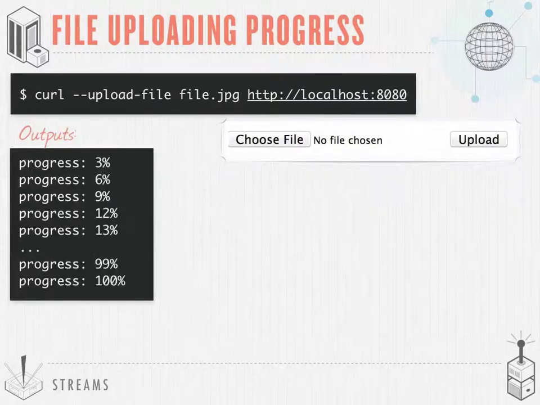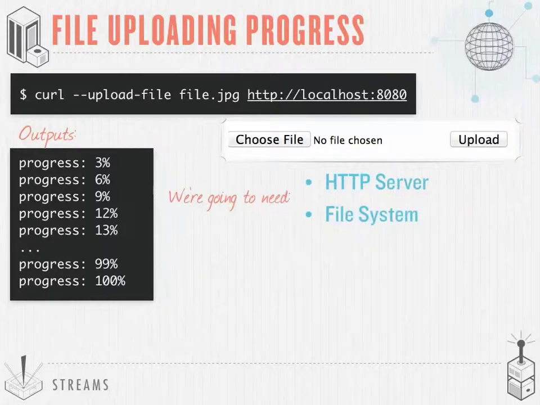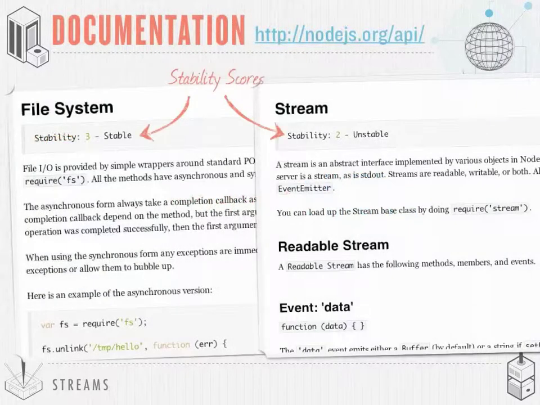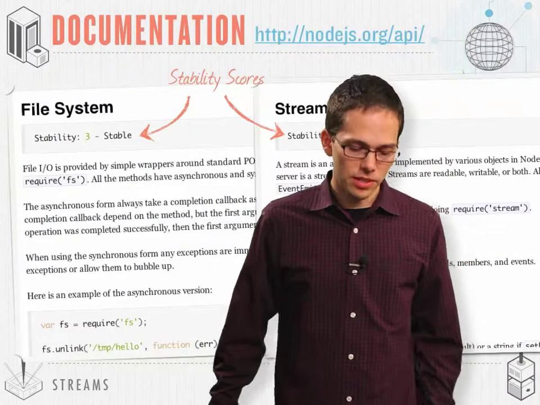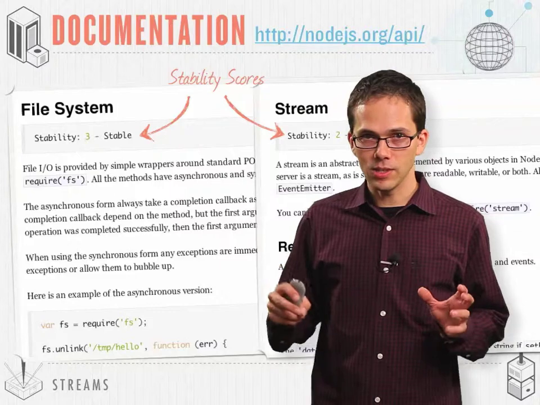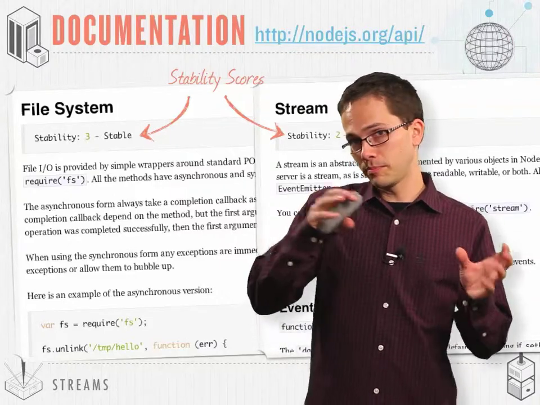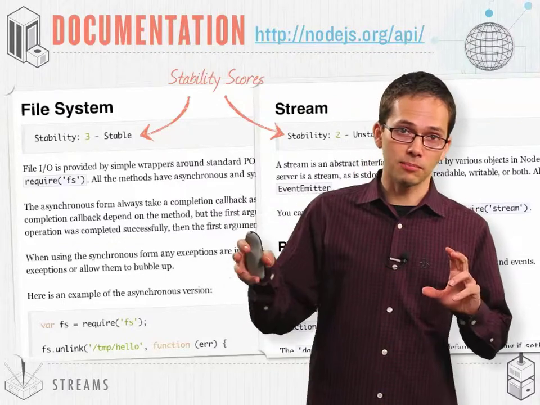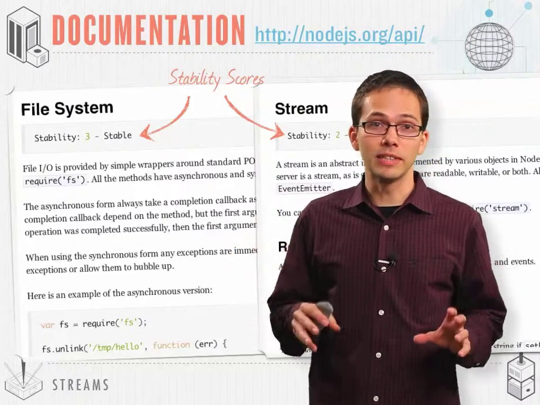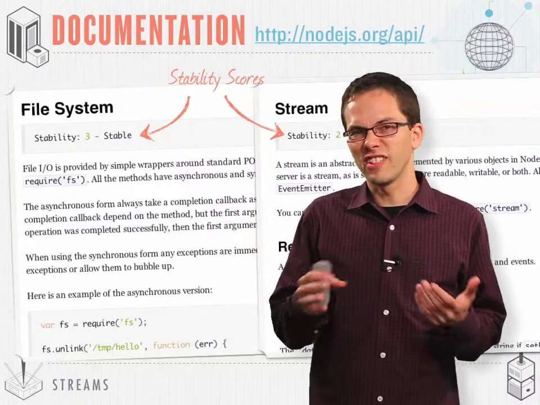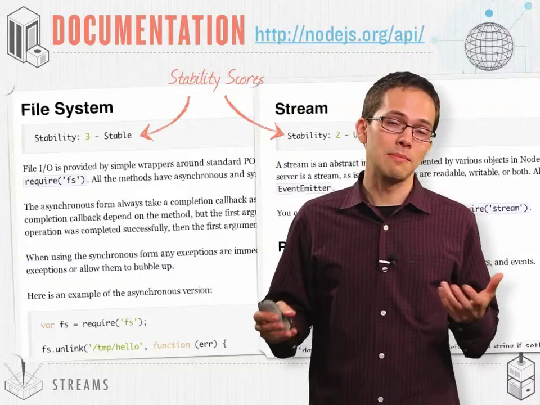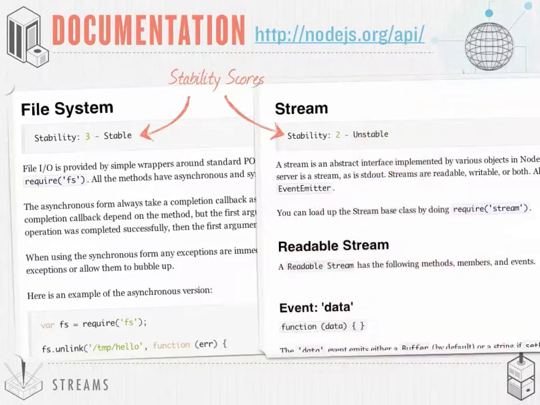We're going to need 2 different modules to write this, the HTTP server module and the file system module. We might want to go ahead and jump into the documentation and take a look at these 2 modules. One thing you might notice when you're going through the Node documentation, because Node hasn't hit 1.0 yet, different pieces of the code, different modules have different stability levels. So you can see how often they might change. You might want to keep an eye on that when you're coding Node.